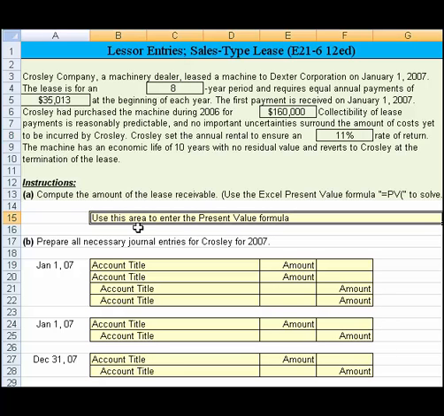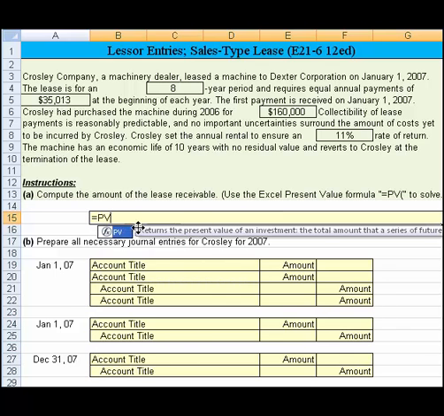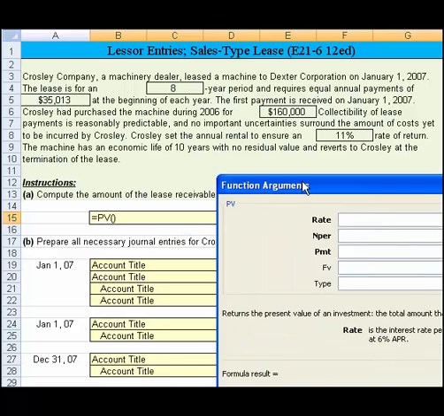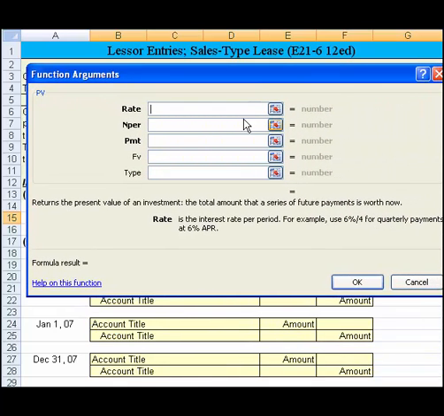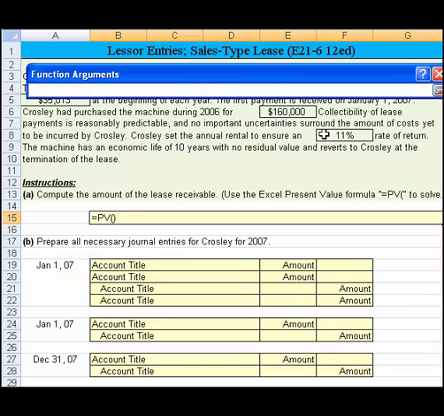Okay, so it says use this area, and I'll do that. We need the present value function. I'll type in PV left paren, and then I'm going to go up to the formula bar, right above there on the screen. Let me click on that, and it will call up the function arguments, which I'll slide over so now you can see. Okay, so it says where's the rate, and the rate is given in that cell, 11%.